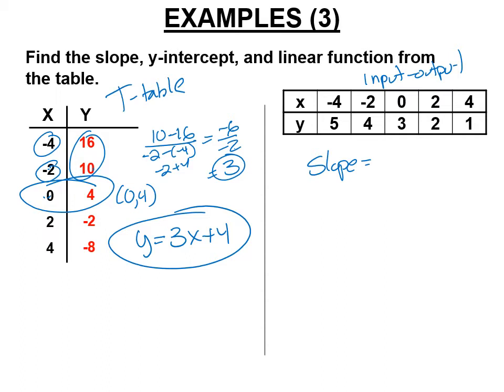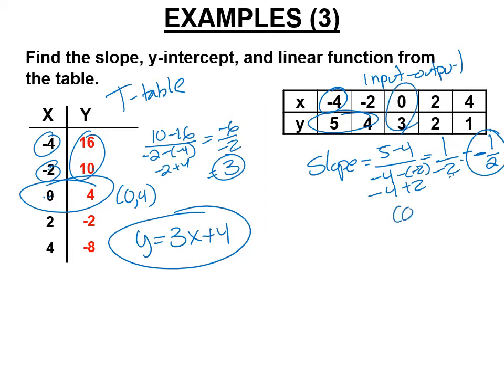So the slope, let's subtract some y's. So let's say I did 5 minus 4, which is 1. So that means I have to start with -4 and do -4 minus -2, same as -4 plus 2, which is -2. The run is never a negative number, so -1/2 is the slope. What's the y-intercept? Well, it's (0, 3), right? So write your linear function: y equals -1/2 x plus 3.